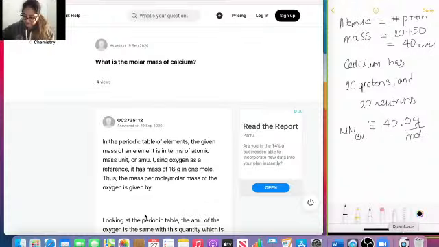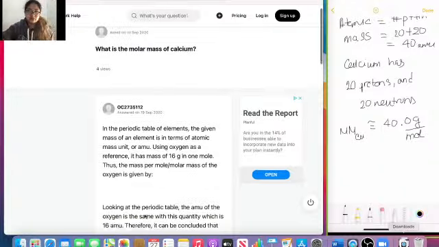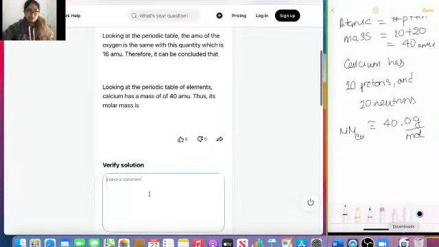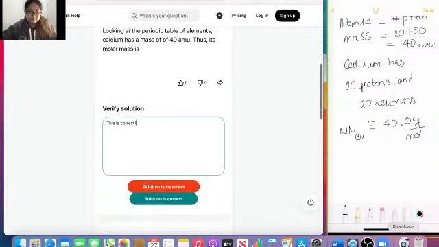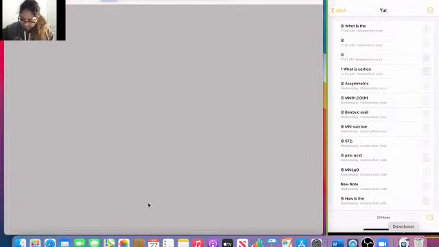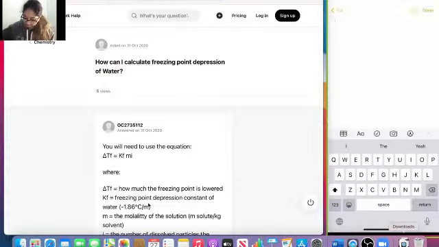Keep in mind the units: for atomic mass it's AMU, and when you're dealing with molar mass it's grams per mole. So yes, this is correct.